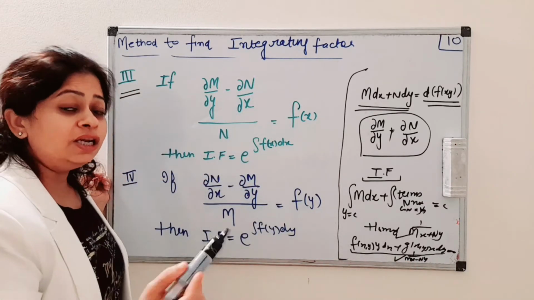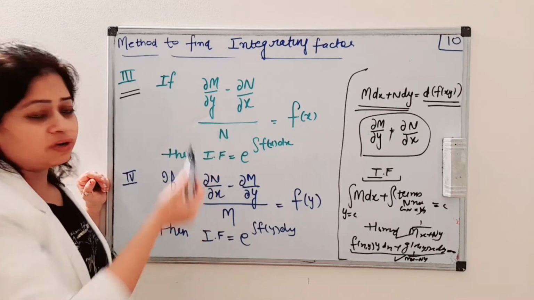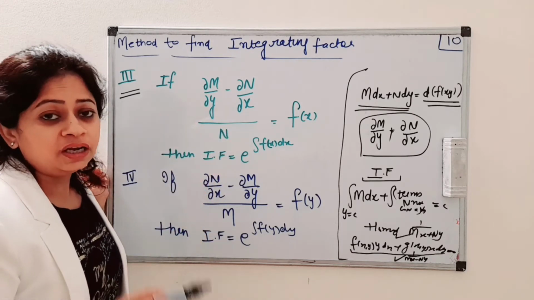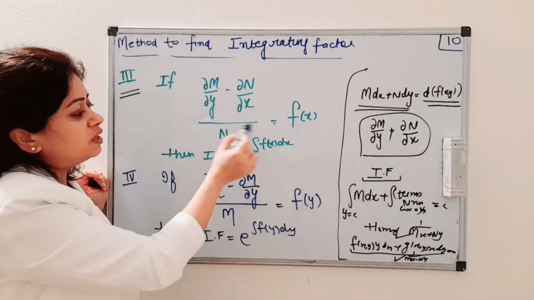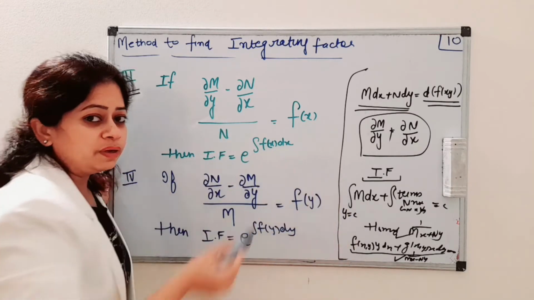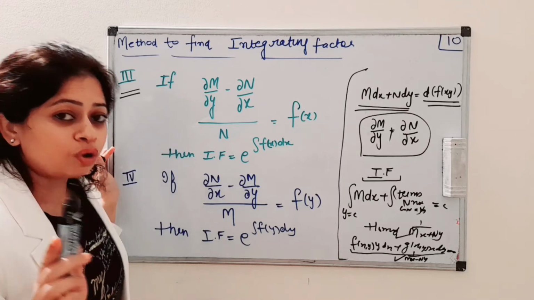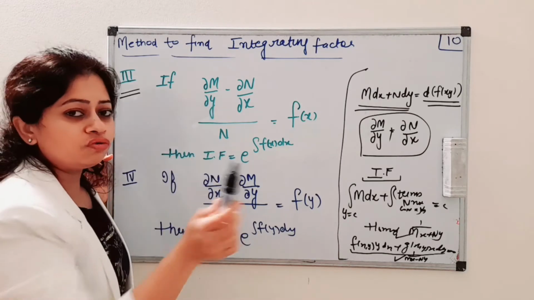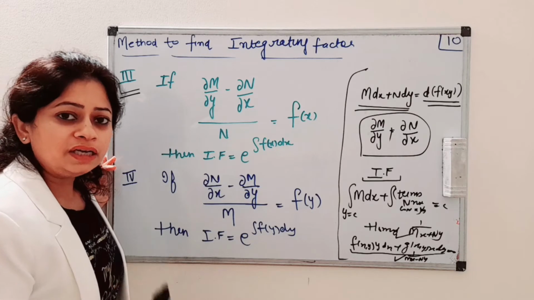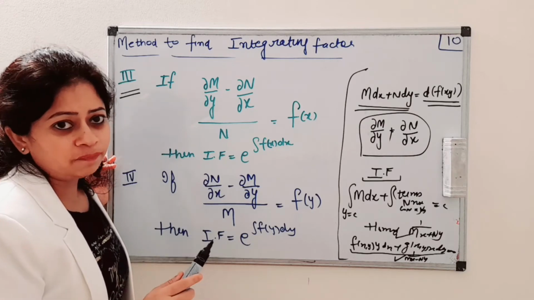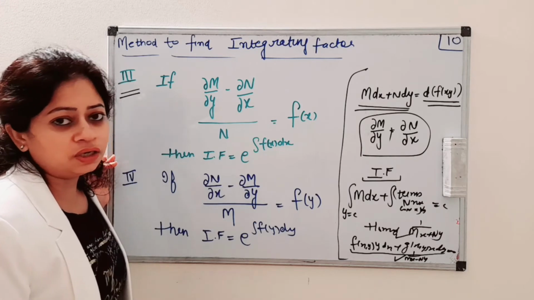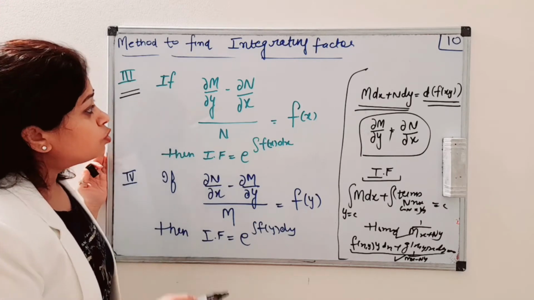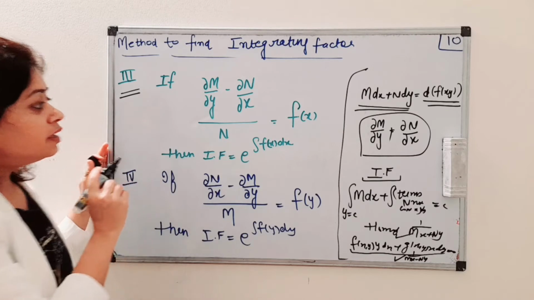Sometimes a differential equation can be solved by 2 or 3 methods of finding the integrating factor. It is not that if you can solve one differential equation with this method, then you cannot solve it with another method. You can solve one differential equation with 2 or 3 methods also. So integrating factors also can vary. We can have many integrating factors for only one differential equation. So next we come to the third.